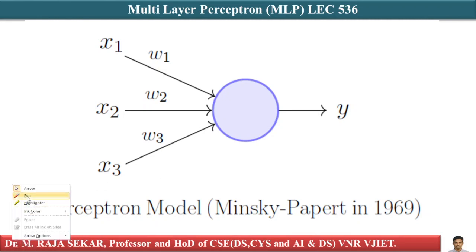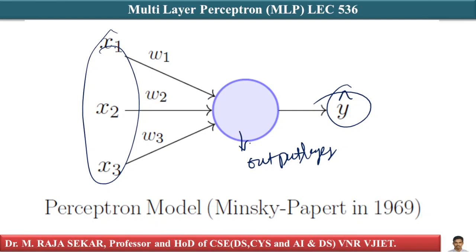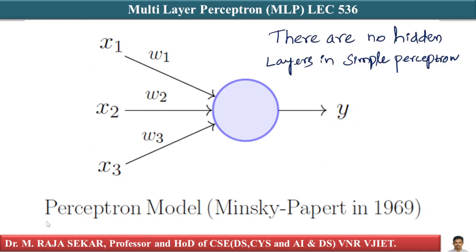This one is y cap. This is the output layer, isn't it? This is the output. This one is the input layer. There are no layers in between the input layer and the output layer. That's what we have seen in a single perceptron. There are no hidden layers. I can say there are no hidden layers in a simple perceptron or in a single neuron model.